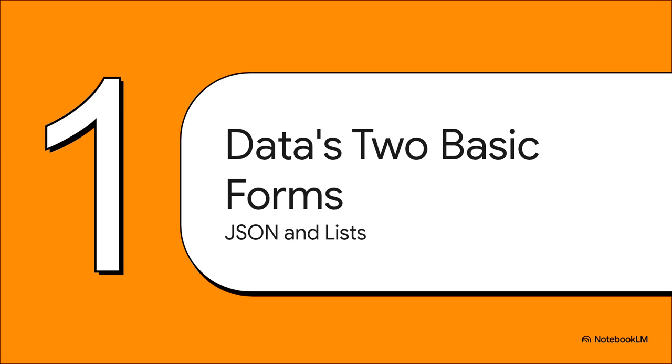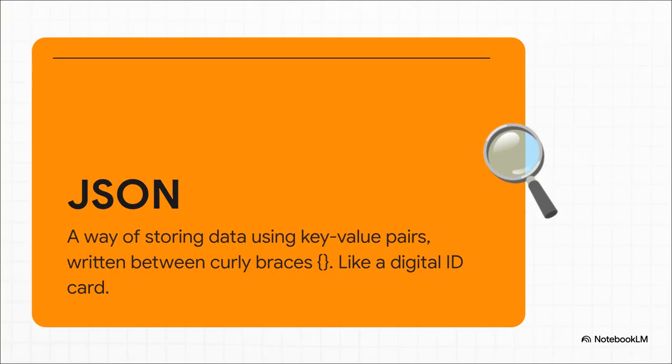When you boil it all down, almost all the data you'll ever touch in an automation comes in one of two fundamental shapes. First up is something called JSON. Now, don't let the name scare you. It's just a simple way to store info using what are called key-value pairs, all wrapped up in these curly braces. The best way to think about a single JSON object is like a digital ID card for one person. It has specific labels and the information that goes with them.